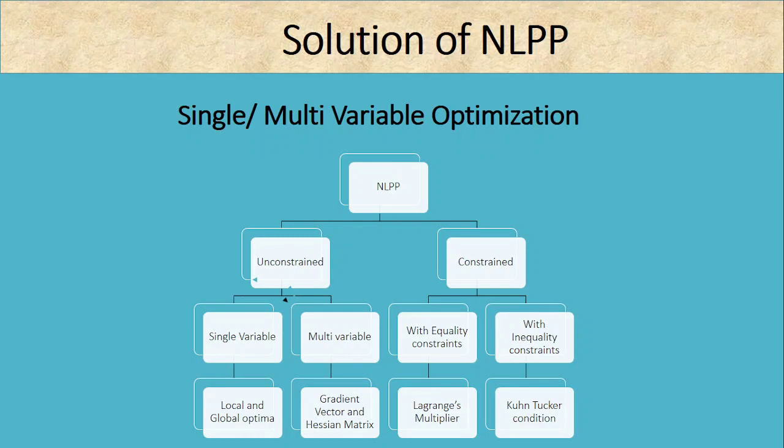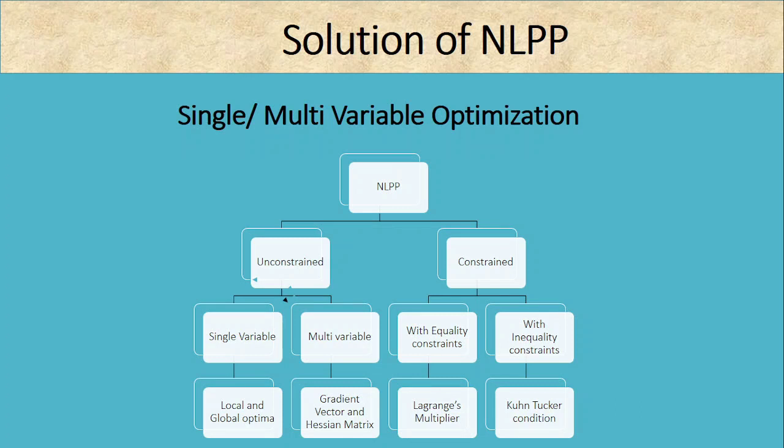Now let's try to understand the solution of various nonlinear programming problems with the help of this flowchart. A nonlinear programming problem is broadly divided into two parts: unconstrained and constrained. In the case of an unconstrained problem, it may be a single variable problem or a multivariable problem. If it is a single variable problem, it can be solved with the help of local and global optima. And if it is a multivariable problem, it can be solved using the gradient vector and Hessian matrix.